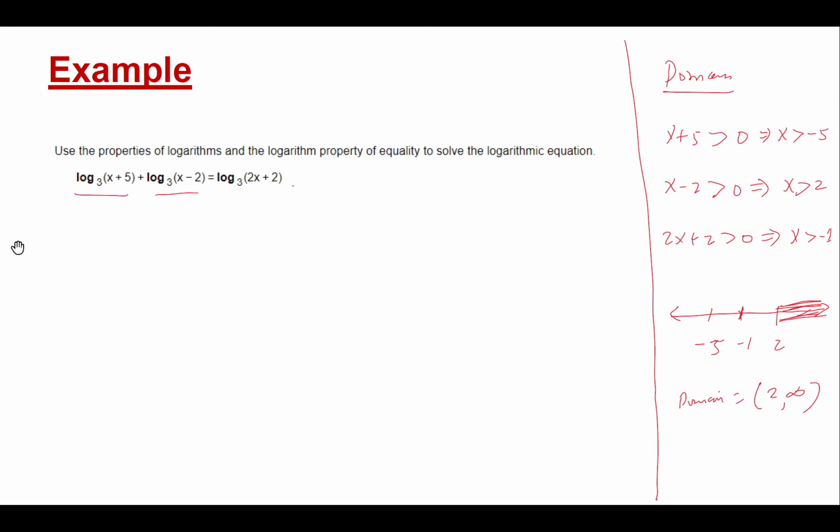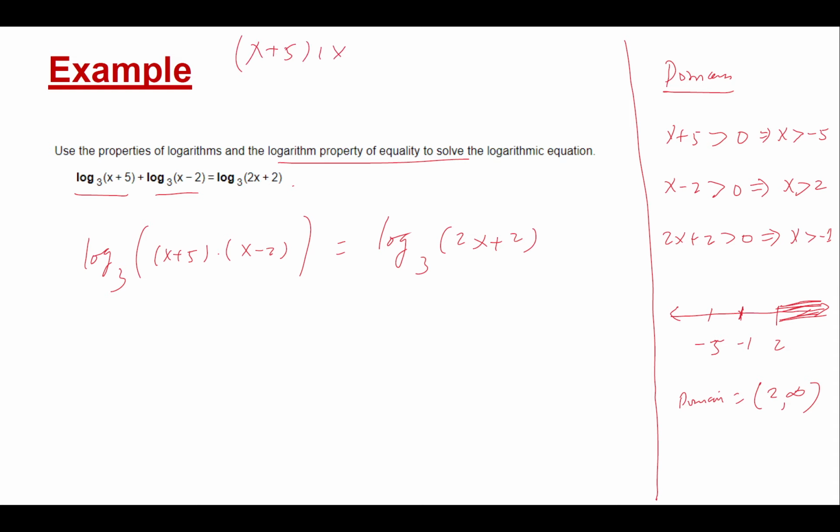So let's combine the logs on the left side, which can be done using the product property: log base 3 of (x plus 5) times (x minus 2), and there is a log on the right side. Now we can use the equality property of log functions. Log base 3 and log base 3 will be gone. On the left side there is x plus 5 times x minus 2. Multiplying them gives x square plus 5x minus 2x minus 10, which simplifies to x square plus 3x minus 10.